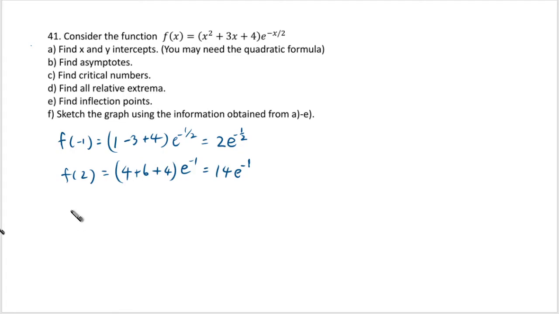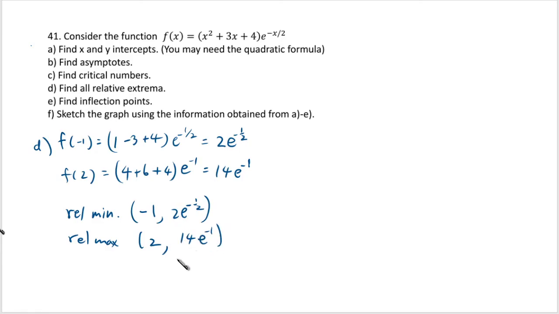So there you have it. Our answer is you have a relative minimum at negative 1 comma 2 times e to the negative 1/2, and a relative maximum at 2 comma 14 e to the negative 1.